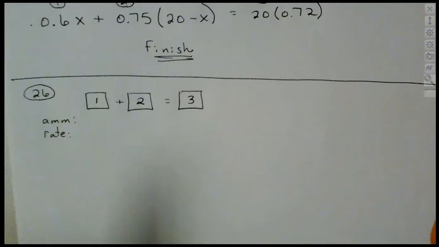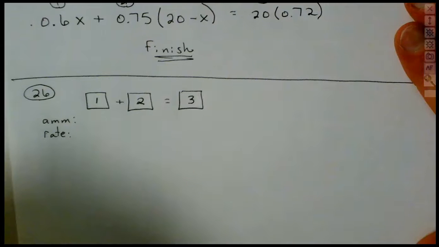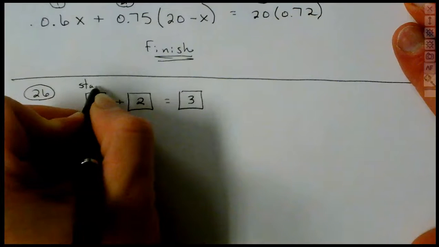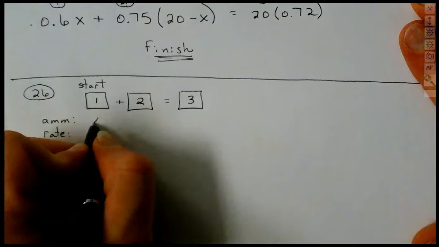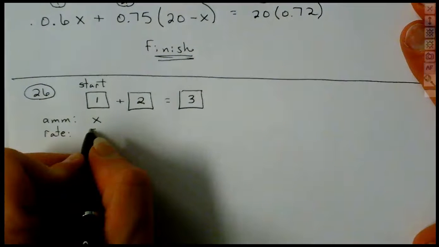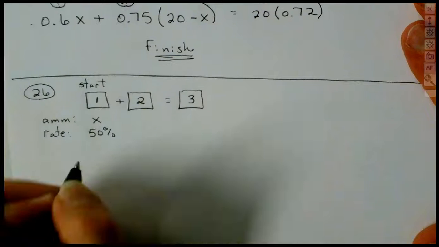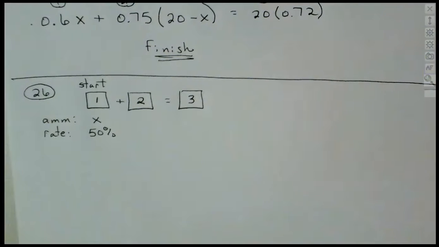How many gallons of a fruit drink that is 50% real juice? So that's going to be where we start at. You can label these with start if you want to. Doesn't matter. So we're going to start with an unknown amount of juice, X, and that juice is 50% pure juice. So half water, half juice. And we're going to mix that with a fruit drink that is 20% real juice.